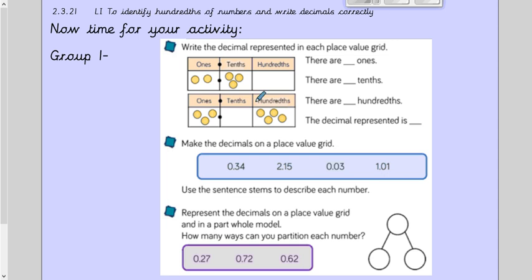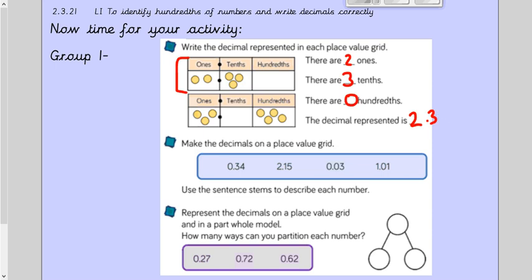Okay, so let's look at the first question then. It says, write the decimal represented in each place value grid. So there are 2 different ones, so you would have to do it twice. I'll do the first one in one colour and then the second in another. So I'll do this one in red. In the first one, there are 2 ones, 3 tenths, and 0 hundredths. The decimal represented is 2.3. That's the first one, okay?